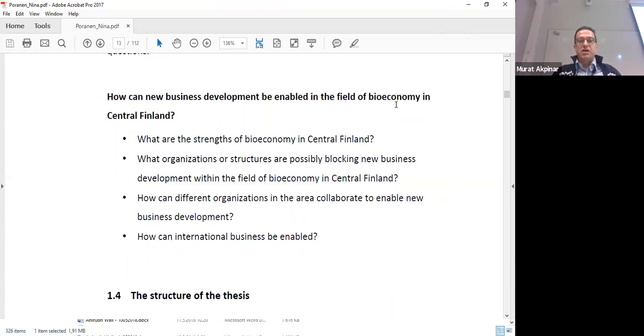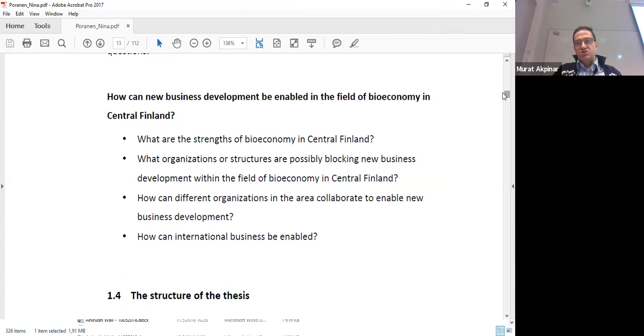So the main question is, how can new business development be enabled in bioeconomy in Central Finland? Sub-questions: strengths of bioeconomy, organization structures blocking new business development, how different organizations can collaborate, and finally, enabling international business. So these are the 4 sub-questions. We may already have discussed that this is too diverse. So too many sub-questions under one main question.